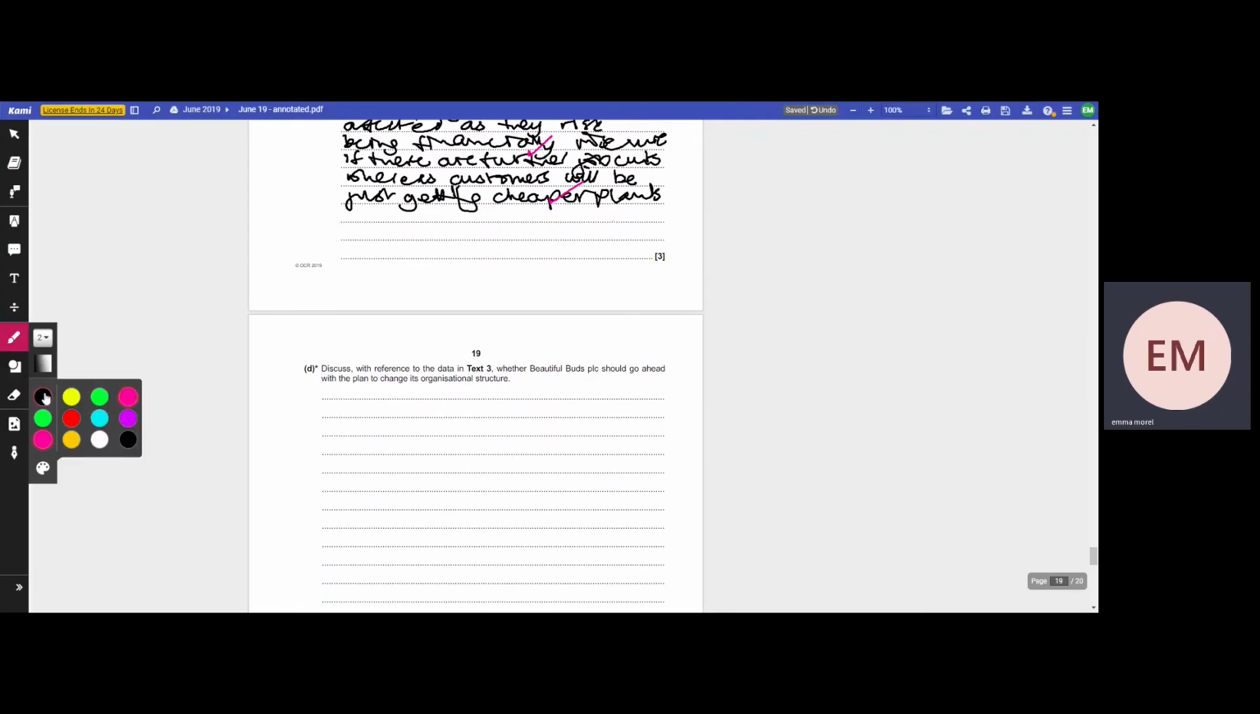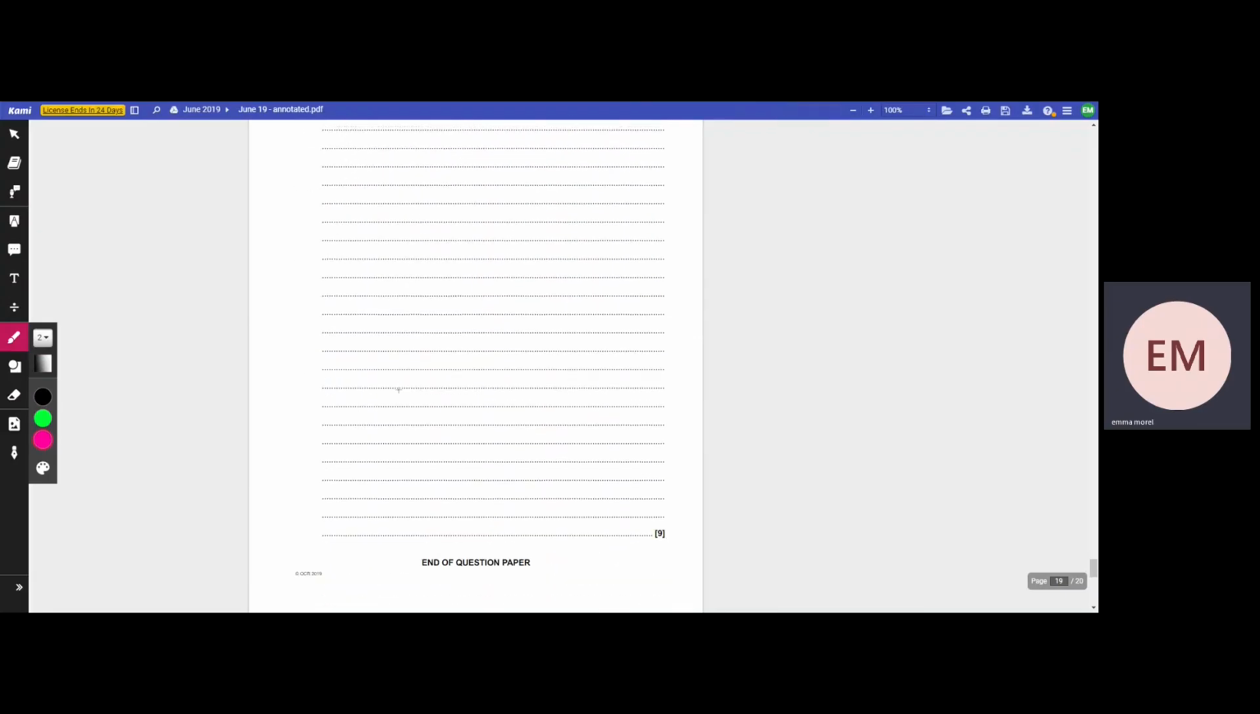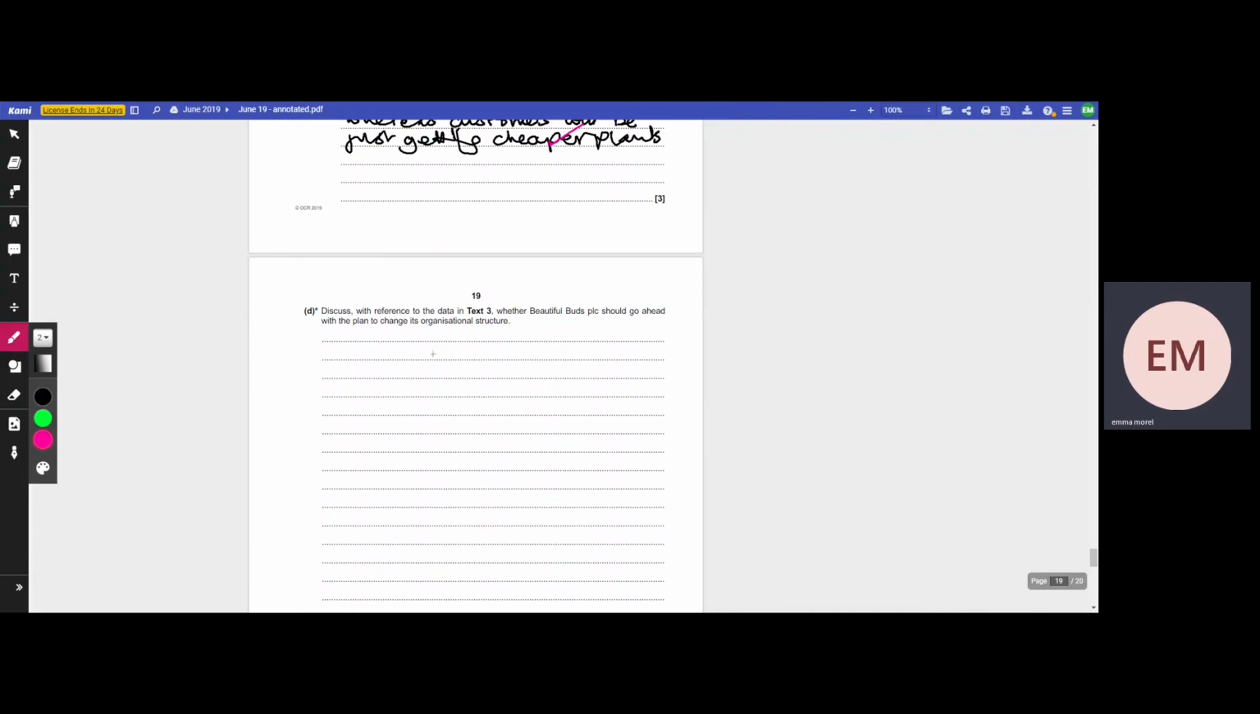Okay, so on to the 9-mark question. So it's probably worth just telling you about my suggested structure for this. So it's exactly the same as a 7, but with a 9, you have 2 extra marks, and that comes from this. So you're looking for where is the key term in this sentence, and the key term here is organizational structure.